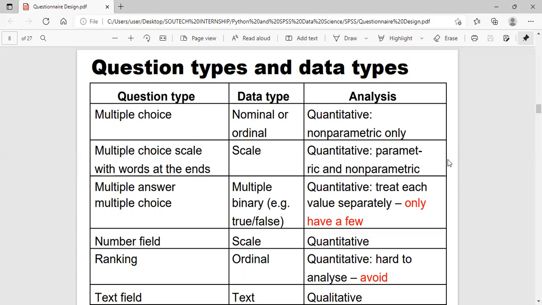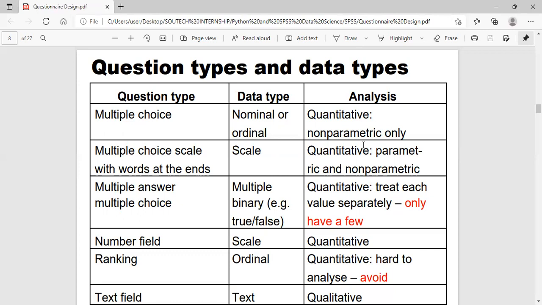Multiple choice scale with words at the end. Let's say, for example, strongly agree, neutral, don't disagree, and strongly disagree. Now, all these are multiple choice answers. But then you have to pick one. You have to pick one answer from them, and they come with words. Each number represents a level of agreement.